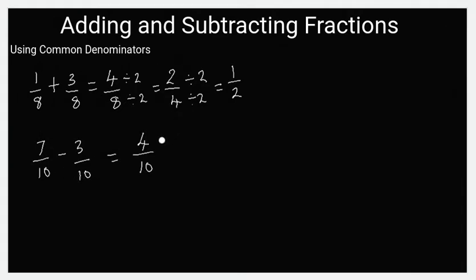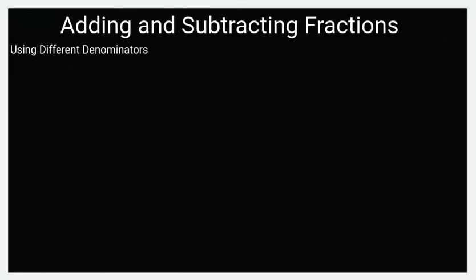To write this in the simplest form, can it be divided by any number? Yes, it can be divided by 2. So 4 divided by 2 would give us 2. 10 divided by 2 would give us 5. And that's just it, straightforward. All right, so let's check out examples of fractions that have different denominators.